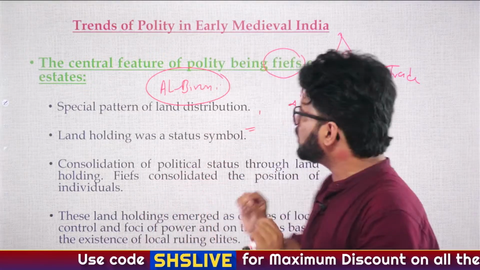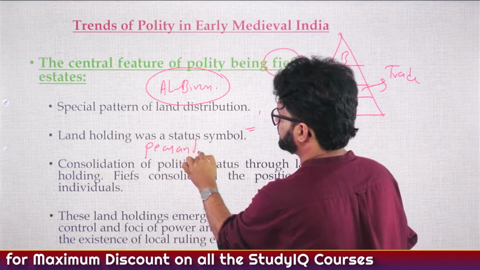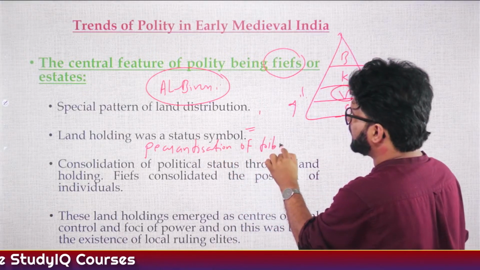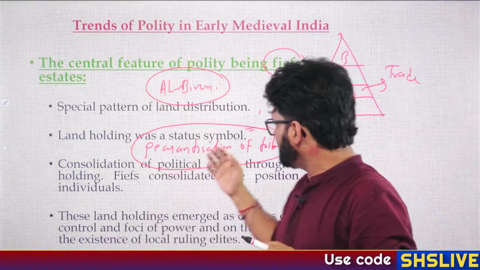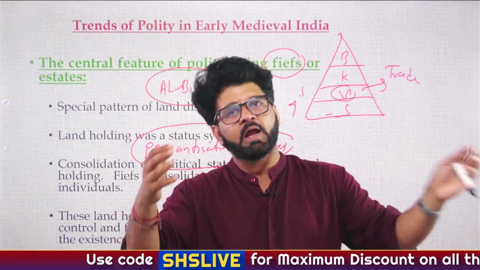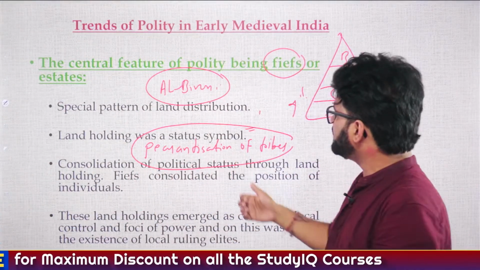In fact, there is also a term which is used, known as peasantization of tribes. Peasantization of tribes means that during this particular period, even Shudras are convinced to do agriculture. Even tribal people are asked to please do some agriculture for us and help us in feeding the population which has come to rural areas. This is known as peasantization of tribes.